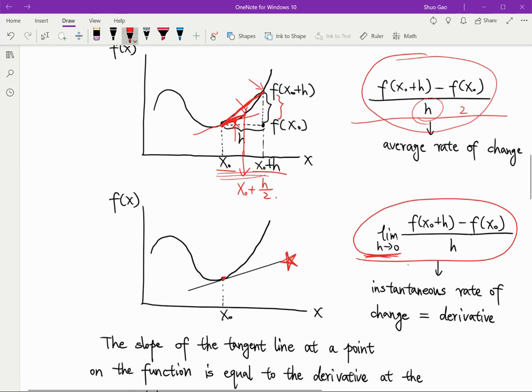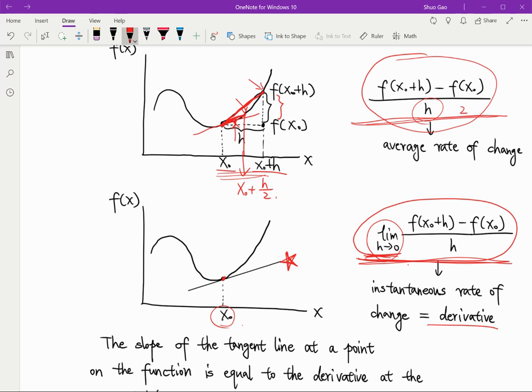And this value we call the instantaneous rate of change. It's not the average rate of change, it's called the instantaneous rate of change at the point x0. This is because we take the limit. When h is super small, the change at this point is just the instantaneous rate of change. And this is just the definition of the derivative. And this is also the slope of this tangent line.